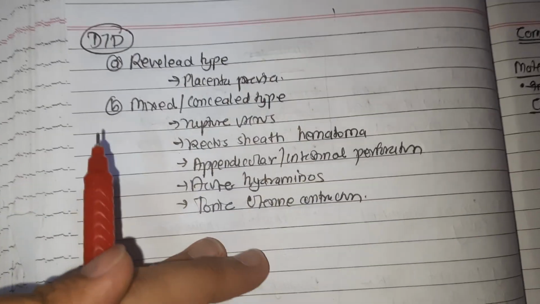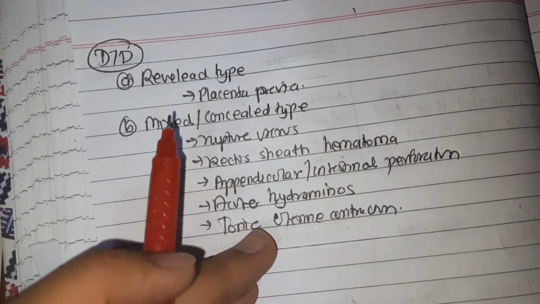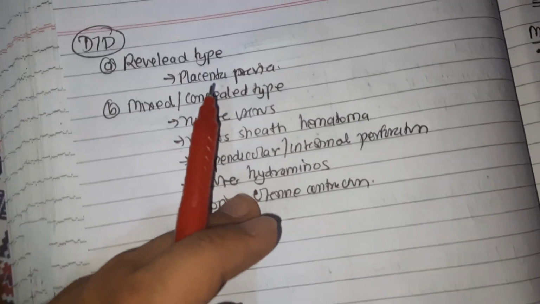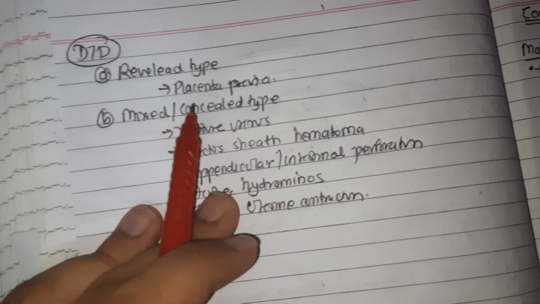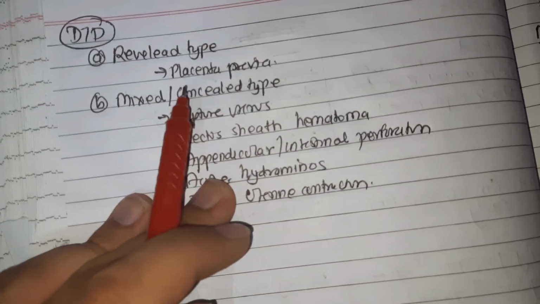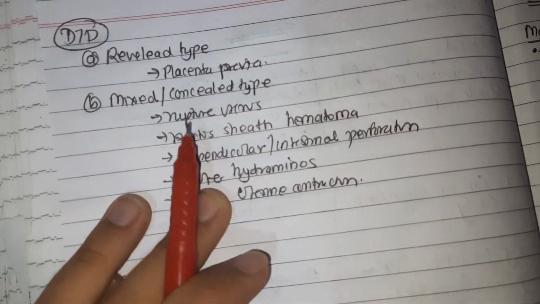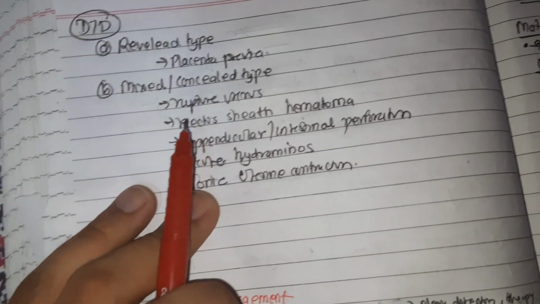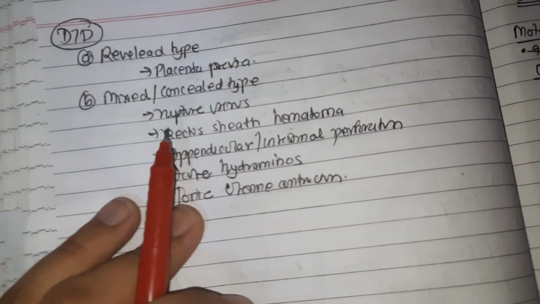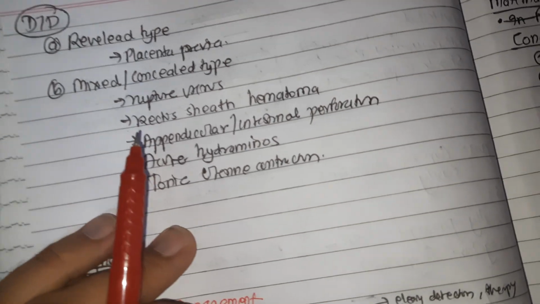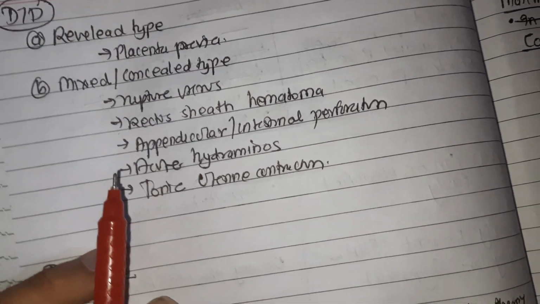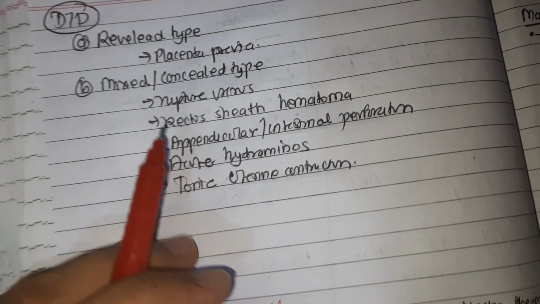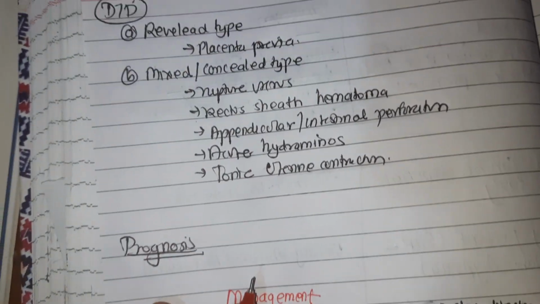The differential diagnosis of the revealed type: there may be occasional diagnostic difficulty with placenta previa. Placenta previa is a differential diagnosis, and the difference between placenta previa and abruptio placenta is discussed in another video. And the mixed and concealed type is often confused with rupture uterus. The differential diagnoses are rupture uterus, rectus sheath hematoma, appendicular or intestinal perforation, acute hydramnios, and tonic uterine contraction. These are the 5 differential diagnoses of mixed or concealed type.